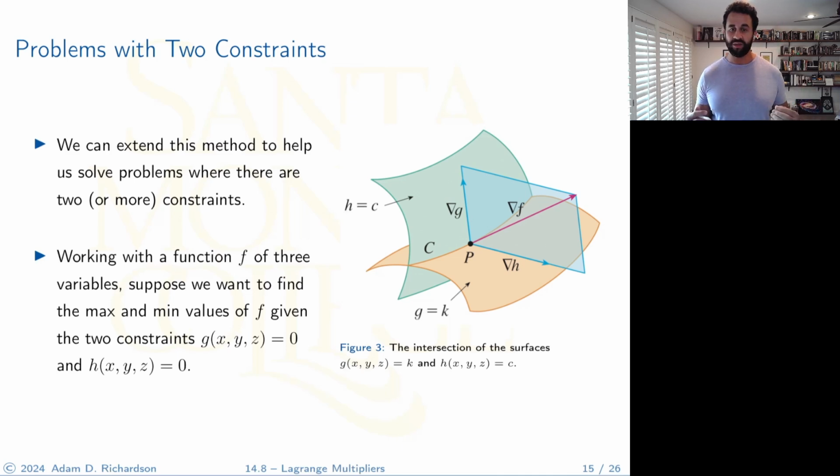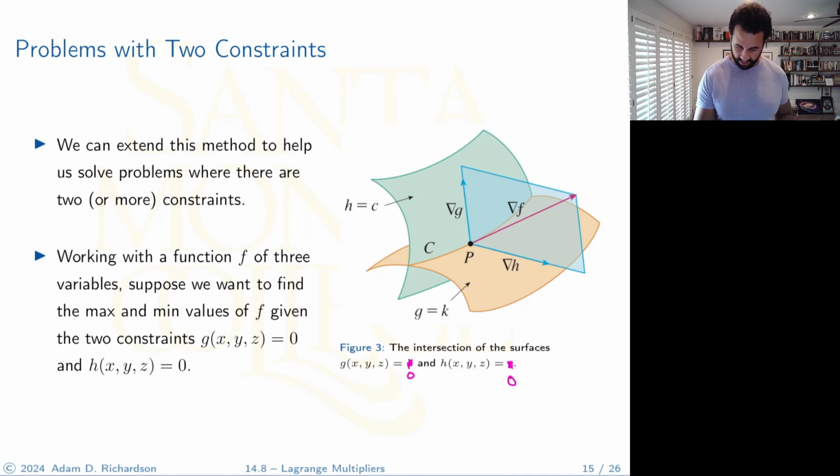So let's suppose that we have 2 constraints that we want to adhere to. We're going to work with a function of 3 variables to make a little more geometric sense of what's going on. So let's say our function f is now a function of 3 variables. What we want to do is find the maximum and the minimum values of f given 2 constraints, this one and this one: g is equal to 0 and h is equal to 0.